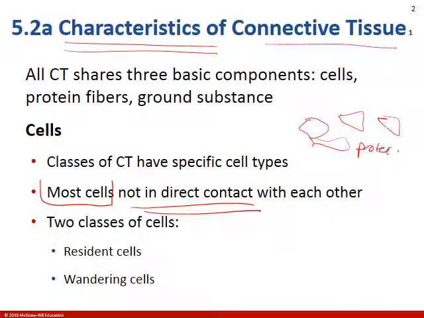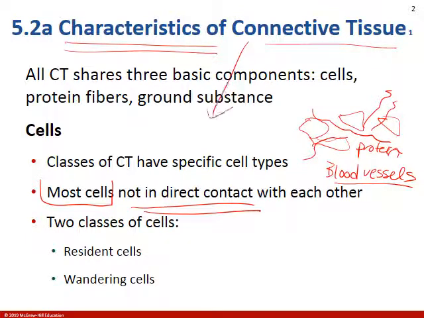So you're going to see collagen fibers running through and elastic fibers running through. And then you're also going to have blood vessels. So on top of all of these different cells and protein types, you're going to have blood vessels. So what I like to think of connective tissue as is cells with space between.